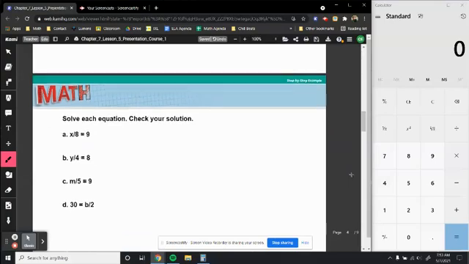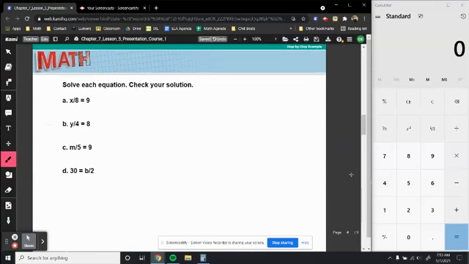All right, continuing on, we're going to do a couple equations real quick. We are on letter A. Letter A says x divided by 8 equals 9. Again, we are going to multiply both sides by 8, so then we'll get x equals 72. I probably should start putting the dot. Same thing again: we're going to multiply both sides by 4, so then y would equal 32.